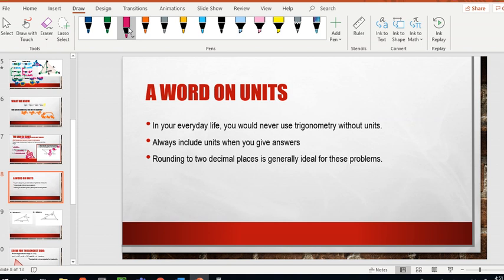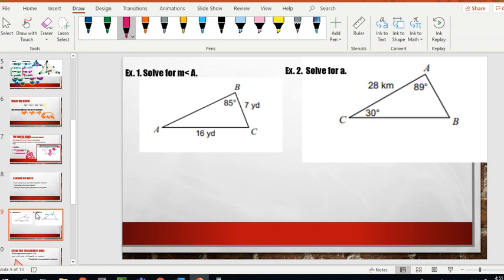Units, just make sure you use units. If you're talking about angles, they give you degrees. If you're talking about sides, they should be lengths. Anytime they're given to you, you should use them. All right, so let's try these. I think this is going to be your easiest one. Let's start with example 1.